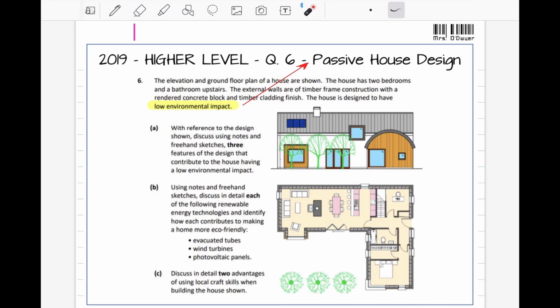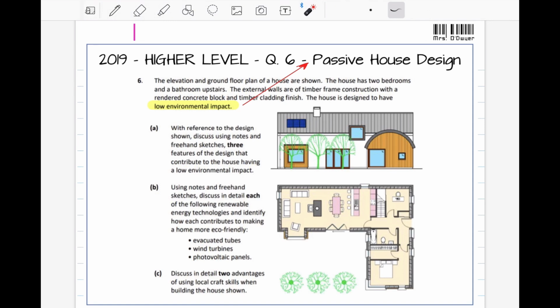Then we were asked, and by the way, there's a lot of bits within this question that are easily missed, to the point even where I was doing it a while ago, and I thought I was going to be finished about 20 minutes before I actually was finished because I had forgotten an element of it. Anyway, part B says, using notes and freehand sketches, discuss in detail each of the following renewable energy technologies and identify how each contributes to making a home more eco-friendly. That's the bit I nearly forgot. Identify how each contributes to making the home more eco-friendly.